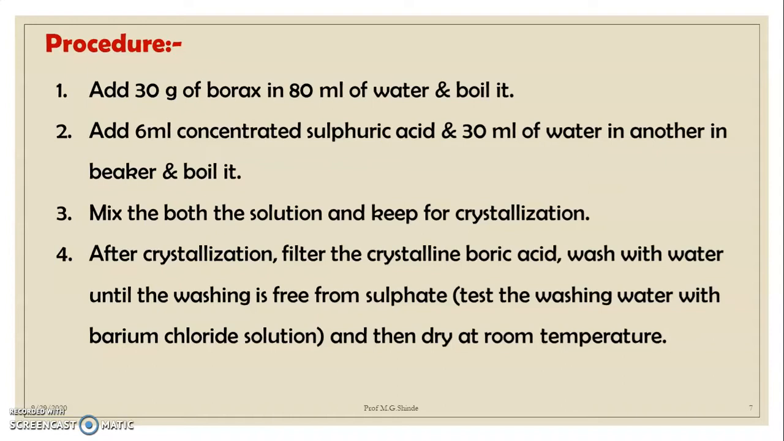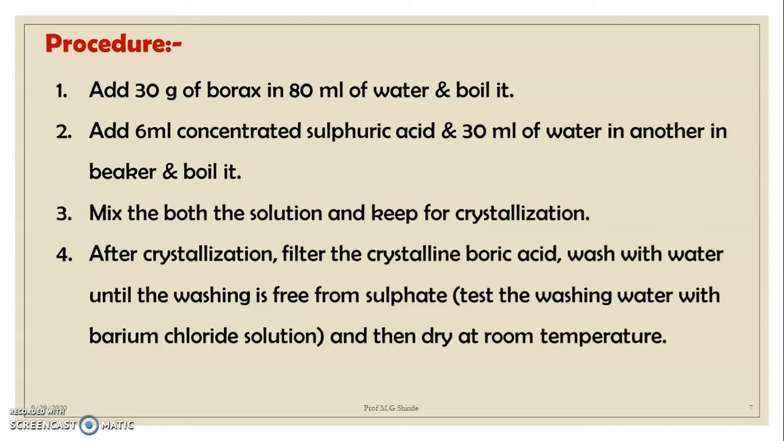So we can take for today's practical 3 gram of borax in sufficient quantity of water, boil it. Then we have to add 0.6 ml of concentrated sulfuric acid and water in another beaker. We have to boil both the solutions present in beaker A and B. Then we have to mix both the solutions and keep for crystallization.